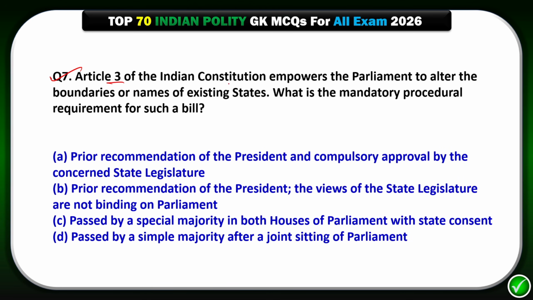7. Article 3 of the Indian Constitution empowers the Parliament to alter the boundaries or names of existing states. What is the mandatory procedural requirement for such a bill? Option number B. Prior recommendation of the President, the views of the state legislature are not binding on Parliament.